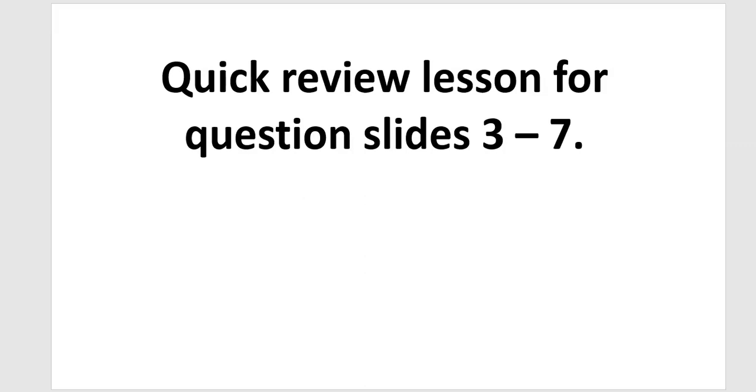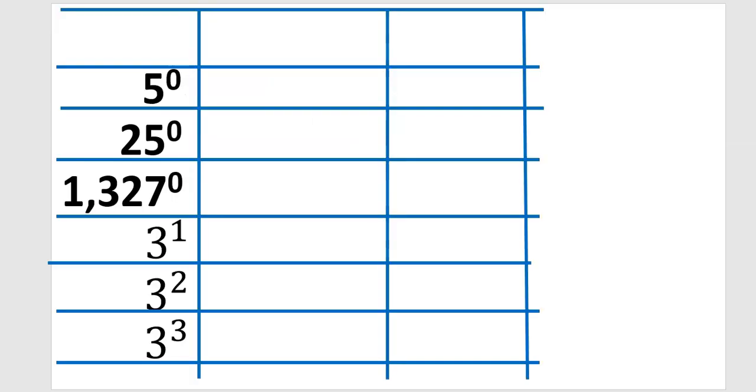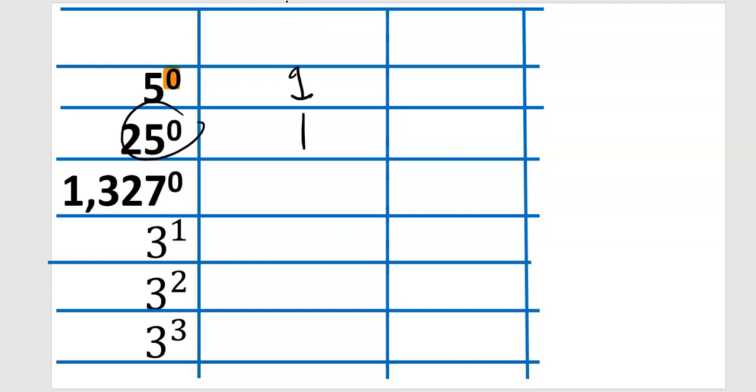Okay, here are some of the things you're going to need to know for the first few questions in this quiz. You're going to need to know that 5 to the 0 always equals 1. As a matter of fact, anything that's raised to the 0 power is always going to be 1. So 5 to the 0 power is 1.